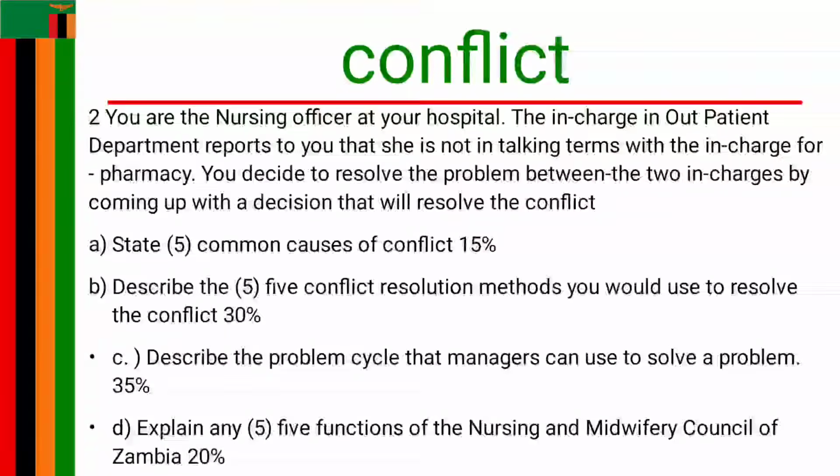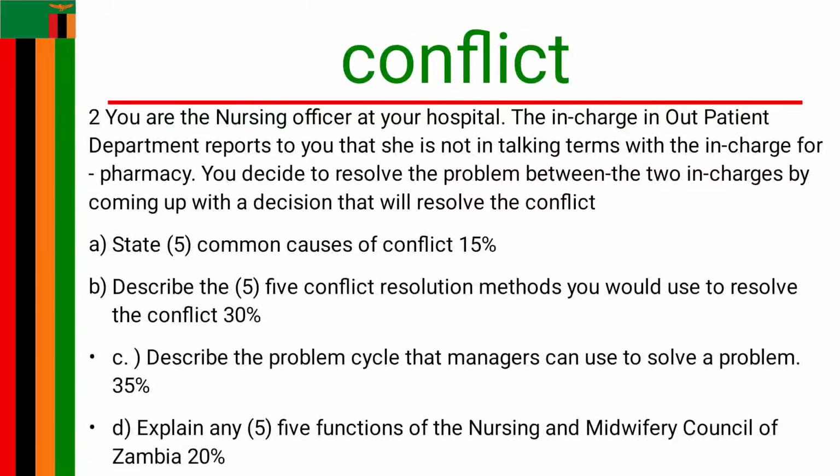We can talk about question C. And question C is saying describe the problem cycle that managers can use to solve a problem. Now, when we talk about the problem cycle for managers, the first stage, it talks about identifying the problem. So on identifying the problem, you need to clearly define and understand the nature of the conflict or the issue between the two in charges.